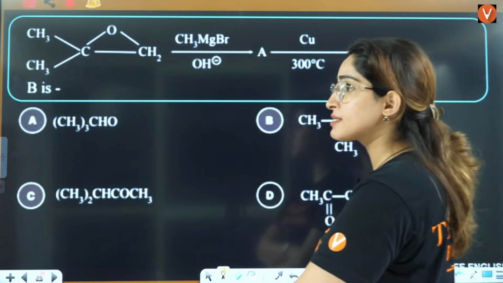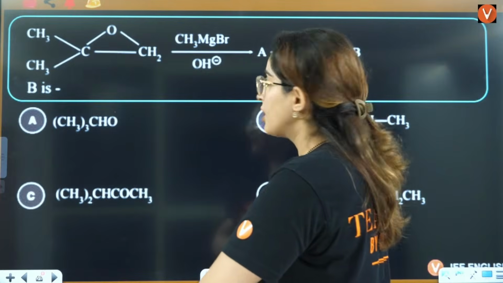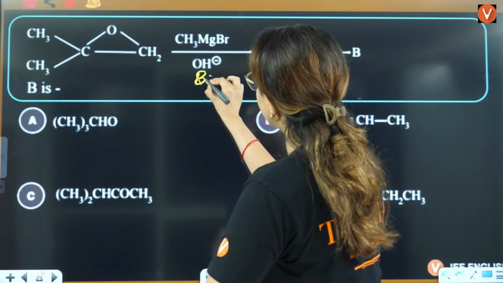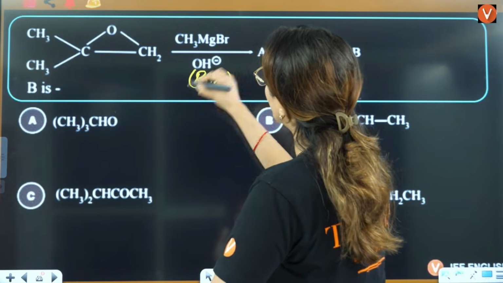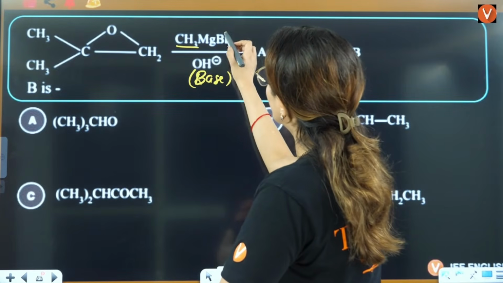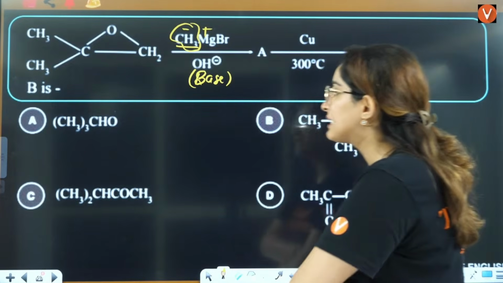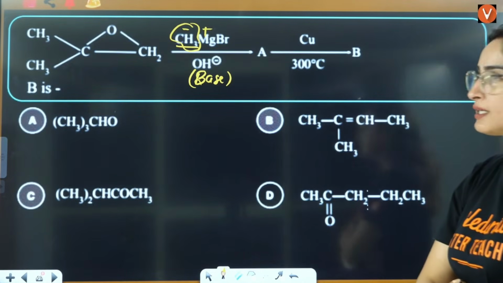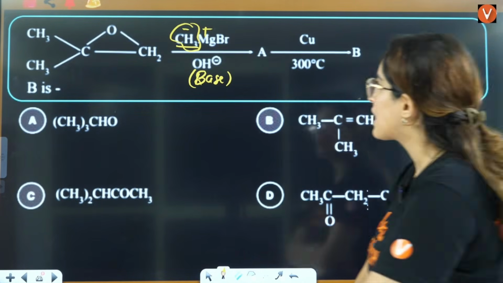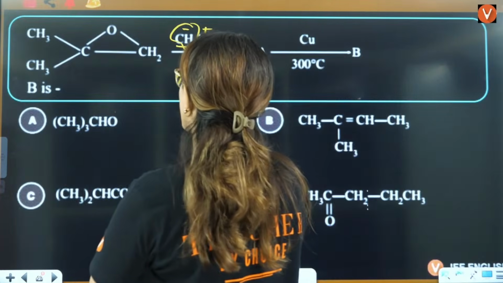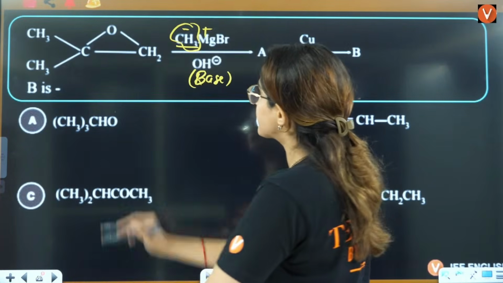Here, if you see, this is base catalyzed. And if you see, the nucleophile is this one. This will be positive, this is negative. So CH3 negative is the nucleophile here, right? Base means the nucleophile attacks the less hindered side, that means here.